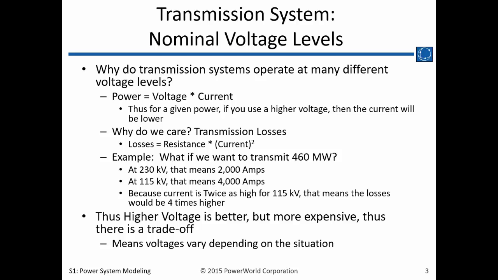For example, if we want to transmit 460 megawatts at 230 kilovolts, that means it's 2,000 amps. At 115, it's 4,000 amps. Because the current is twice as high at 115, the losses would actually be 4 times higher. So that's the importance of the higher voltage levels. The problem with higher voltage is that it tends to be more expensive to build and maintain, so there is a trade-off. And that's why voltage varies depending on the situation.